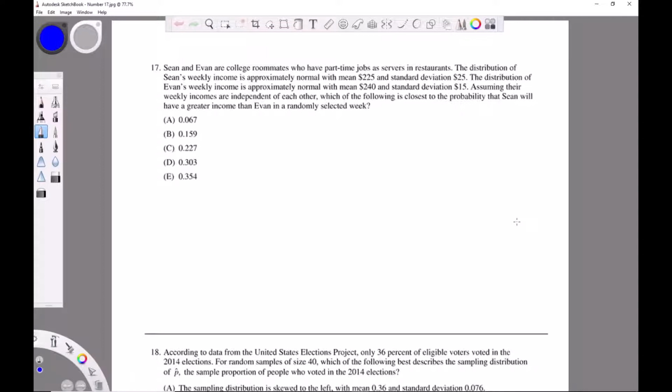So Sean and Evan are college roommates who have part-time jobs as servers in restaurants. Distribution of Sean's weekly income is approximately normal, so we can kind of put that down. We'll call him X, and that'll be approximately normal with a mean of $225 and a standard deviation of 25. And then we've got Evan, and his distribution, we'll just call him random variable Y, is also approximately normal with a mean of 240 and a standard deviation of 15.